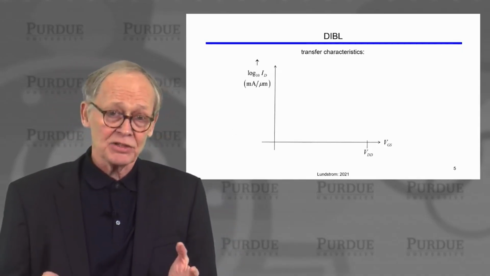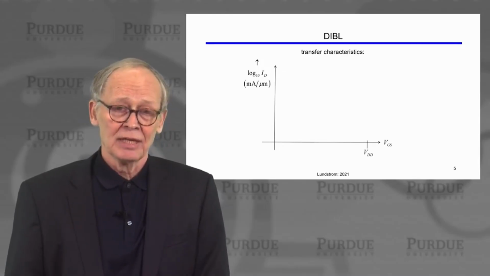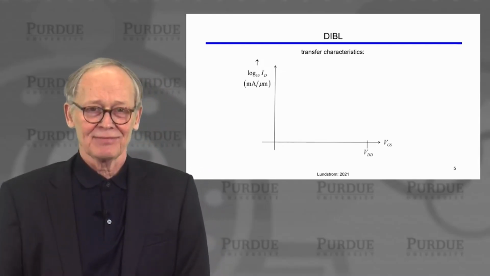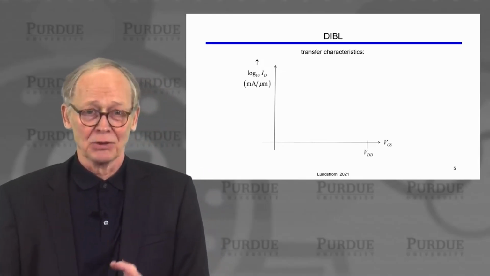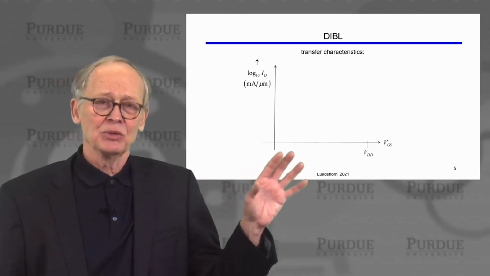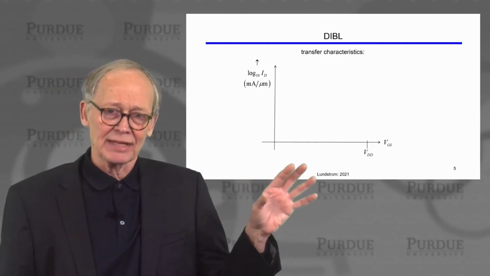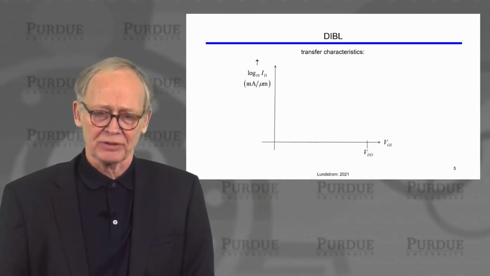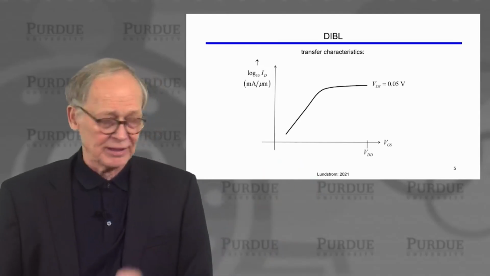One of the additional things that we can now understand is what DIBL is, drain-induced barrier lowering. We explained how you would extract that from measured IV characteristics, but what is it about physically? Well, it's very easy to see.